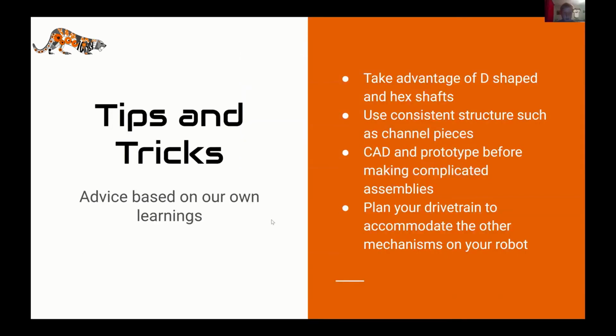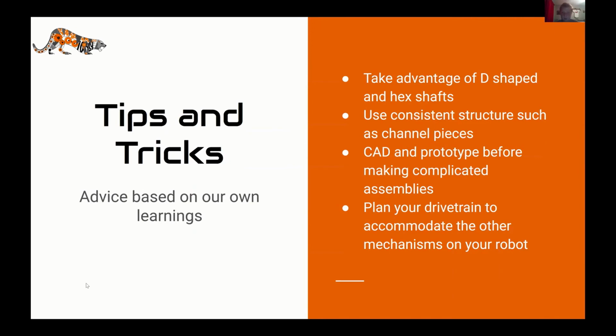So here are some tips and tricks, some advice based on our own learning. D-shaped and hex shafts are probably the best shafts to use when you're constructing your robot, because there's a lot less chance of shafts and shaft collars slipping and stuff.